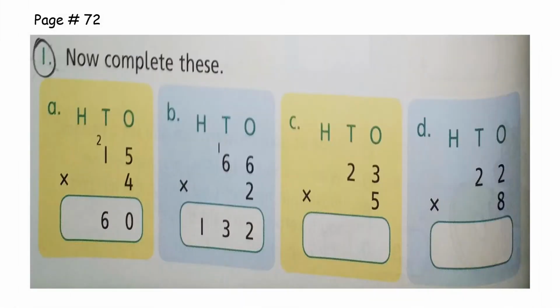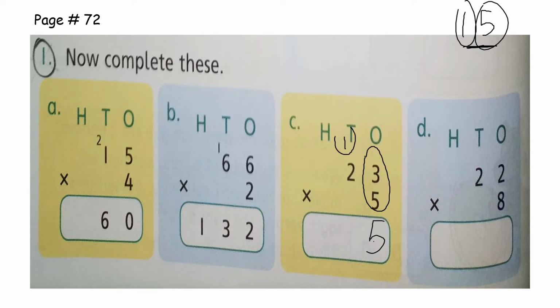Now on page number 72, question number 1, we are going to solve this question. First, two parts are already done. Here first we will multiply ones with ones. 5 threes are 15, but we cannot write this 15 here as this is ones, this is tens. So you are going to write ones in ones and tens will carry over to the tens column. Now you have to multiply 5 with 2. 5 twos are 10 and plus 1, 11.